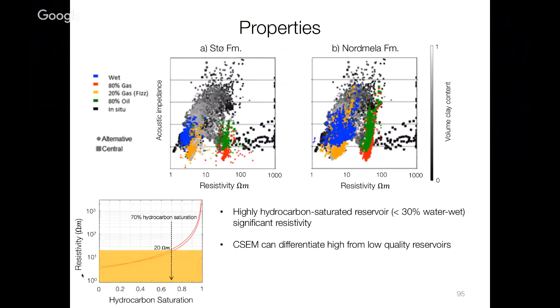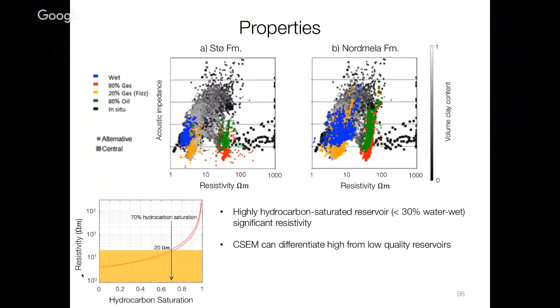So why does it work, or what's the underlying thought process here? This plot here is acoustic impedance. It's from one particular drill up there. It's the acoustic impedance, and we've got resistivity on this axis. The various color scales here: the blue is just indicating rock that's wet. The red is something that's 80% gas. The yellow is 20% gas, so it's just like gas fizz. The green is 80% oil, and black is just in situ. So those are the different rock units.